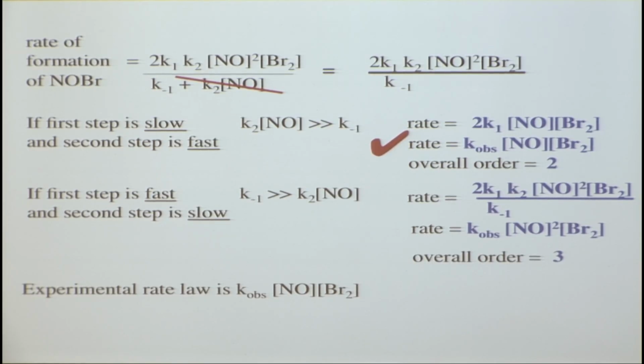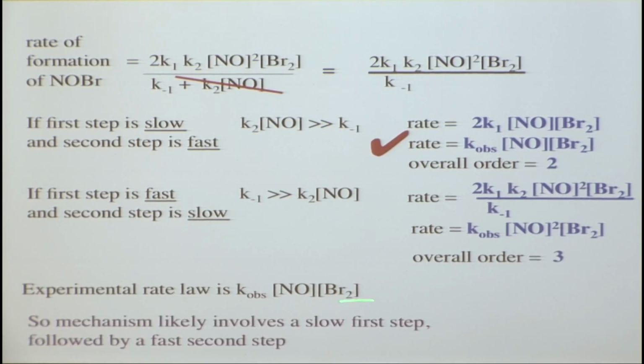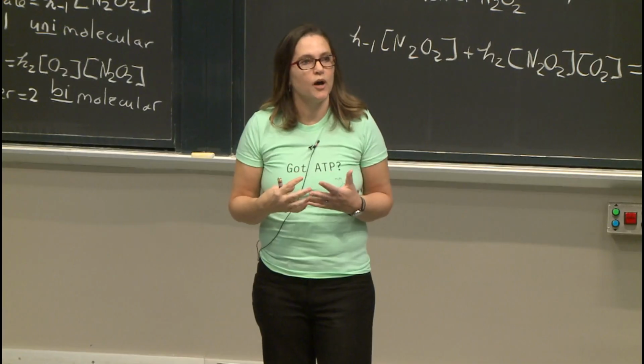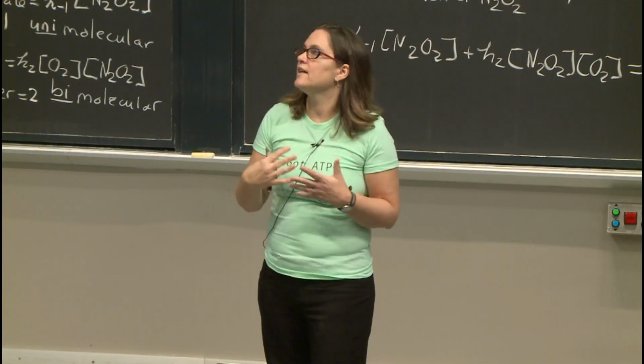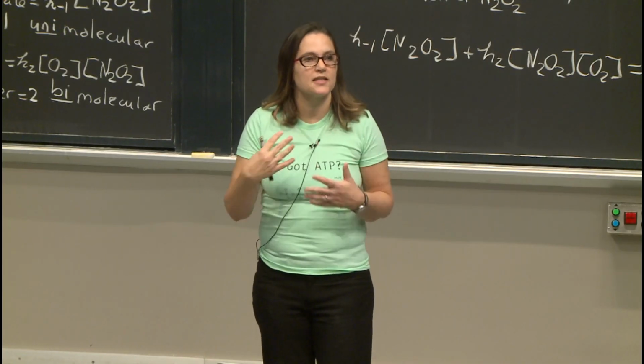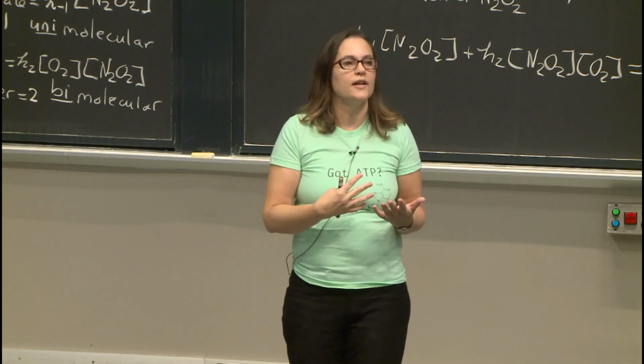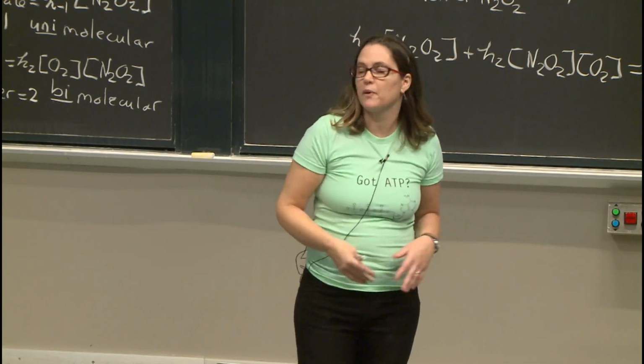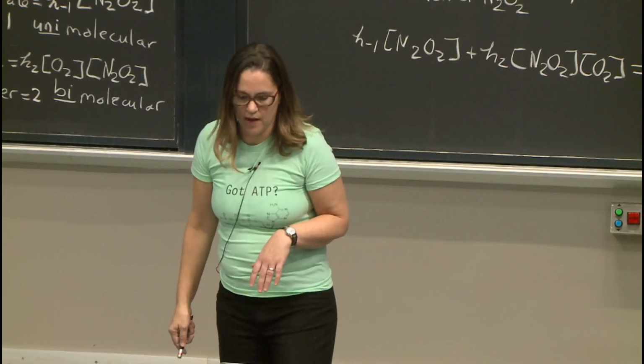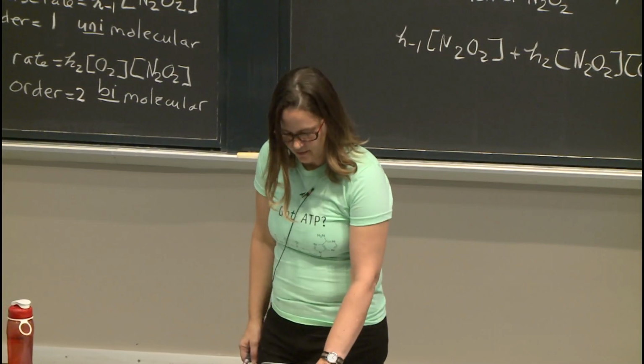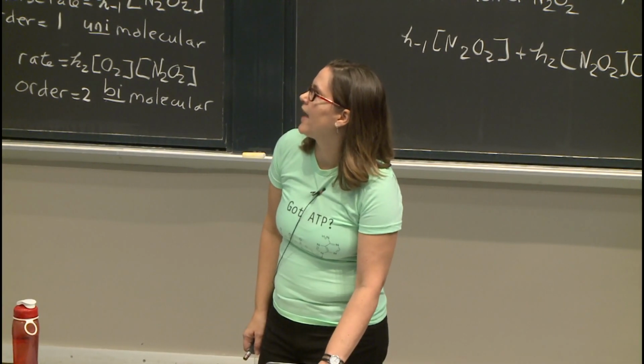So the mechanism is likely to involve a slow first step and a fast second step. And so that's how you do a lot of these problems. You think about what is going to change when you have different fast and slow steps. One of them will be more consistent with the experimental data, and one of them will not be consistent. OK, let's do one more fast example.